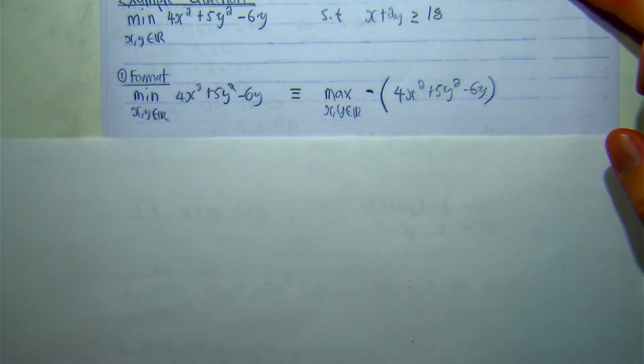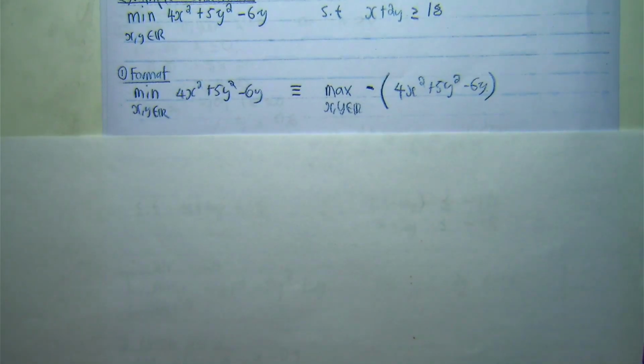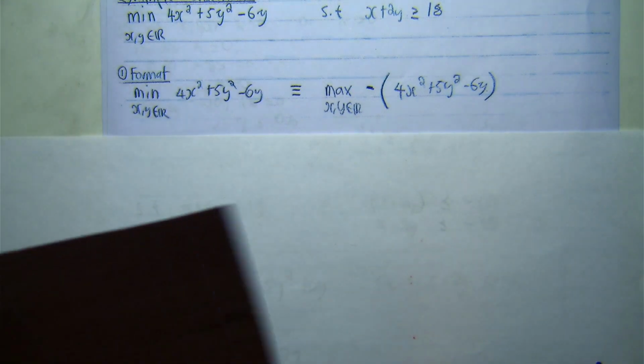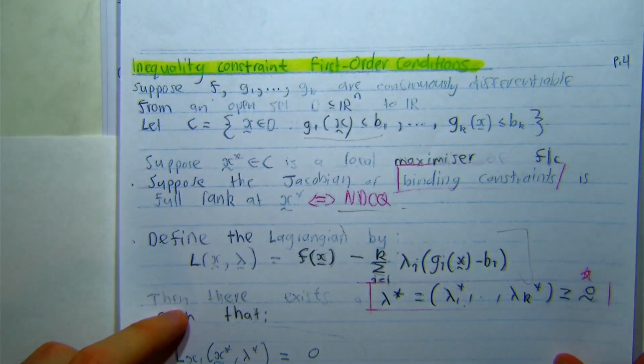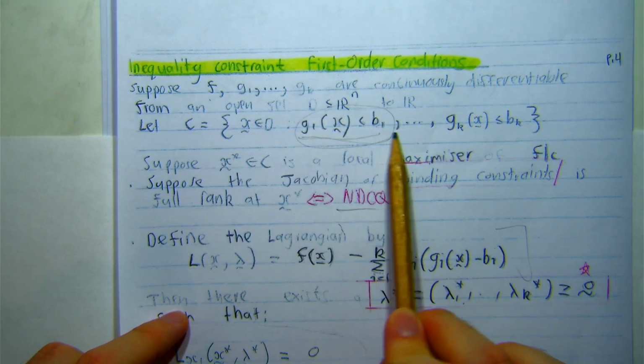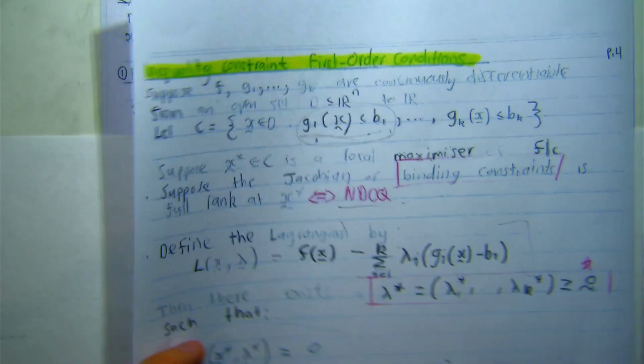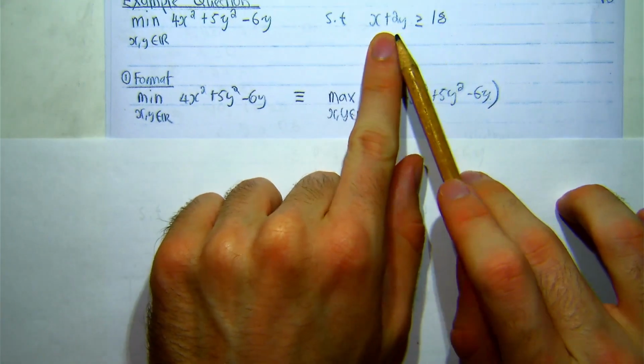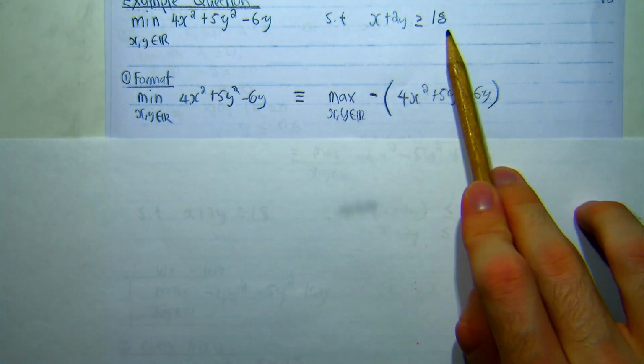Okay, the example we'll look at is this one. Minimize 4x squared plus 5y squared minus 6y, subject to the constraint of x plus 2y being greater or equal to 18. Okay, so step one, let's get the format in order. Our Lagrange theorem took the form of solving max problems, and our constraint functions need to be of the form constraint function less than or equal to a constant. In this case, the constraint function is not less than or equal to a constant, so we need to work on that.